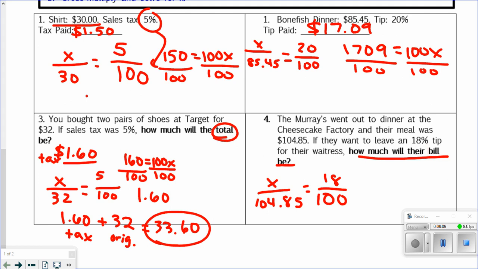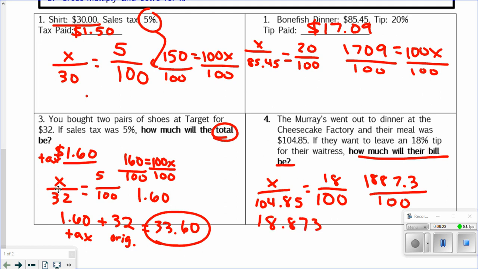So then I cross multiply. I get 1887.3, and I've got to divide it by 100. Okay, so it comes out to be 18.873.